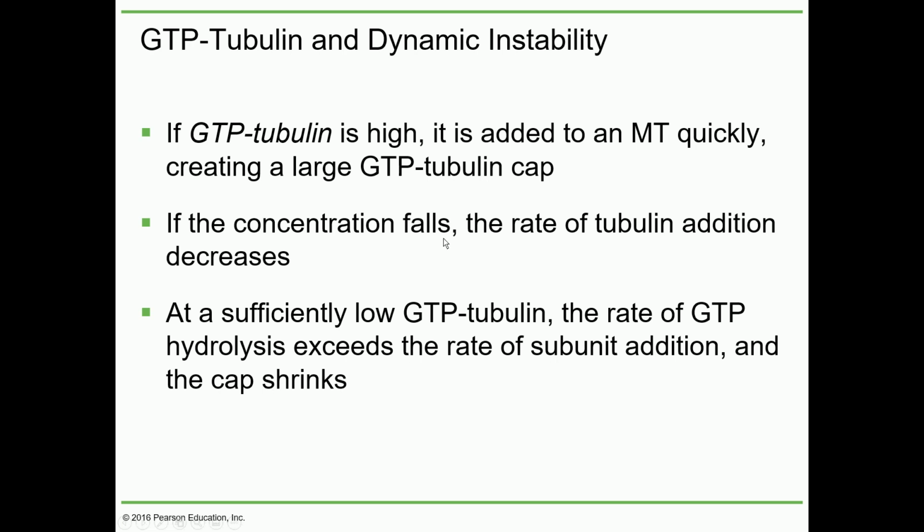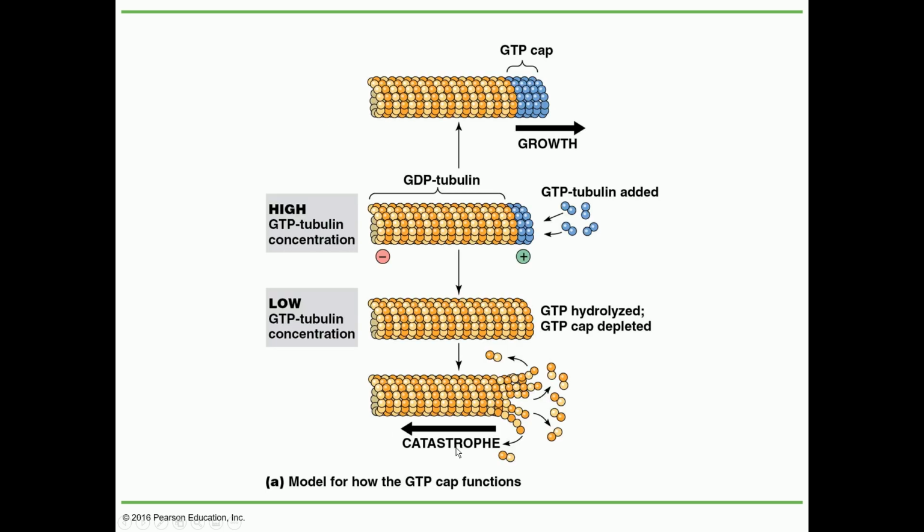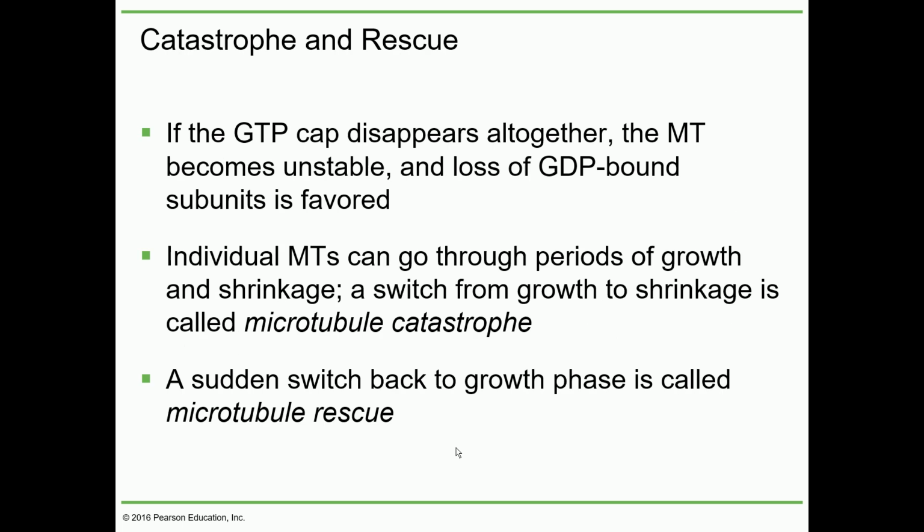If the concentration falls, the rate of tubulin addition decreases. At a sufficiently low GTP tubulin concentration, the rate of GTP hydrolysis exceeds the rate of subunit addition and the cap shrinks. So that's all what we just talked about here. If the GTP cap disappears altogether, the microtubule becomes unstable and loss of GDP bound subunit is favored. Individual microtubules can go through periods of growth and shrinkage. A switch from growth to shrinkage is called the microtubule catastrophe, and a sudden switch back is called the microtubule rescue.